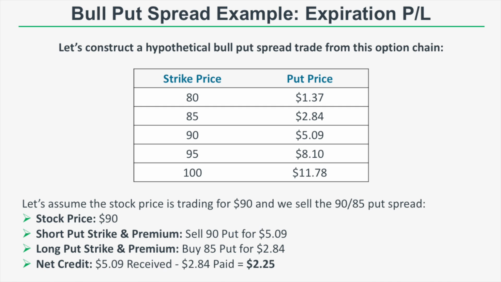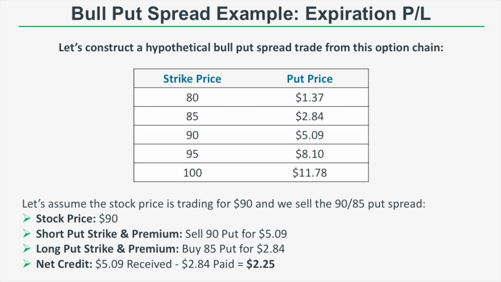That means we're going to sell the 90 put and we're going to buy the 85 put. We're going to sell the 90 put for $5.09 and we're going to buy the 85 put for $2.84. Since we collected more than we paid out, this is going to result in a net credit for the spread. Since we received $5.09 and we paid out $2.84, the net credit in this case is $2.25. Now the width of the spread is $5. Since we sold a put with a strike price of 90 and purchased a put with a strike price of 85, there's $5 between the short put and long put. So we would say the spread's width is $5 in this case.